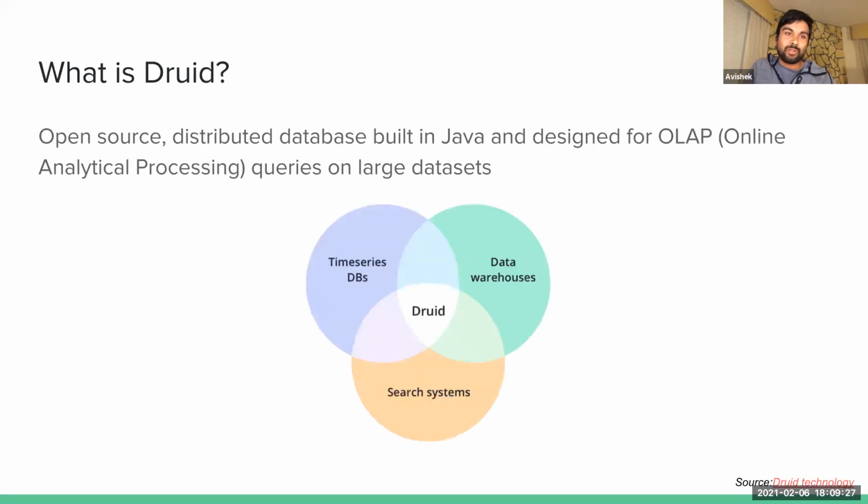So what is Apache Druid? Apache Druid is an open source distributed database built in Java designed for OLAP queries on large data sets. Now I know that's a mouthful and has so many different terminologies. So let me actually break it down. Open source. Apache Druid is an open source technology, which means that the code is completely public, and anybody can go ahead and use it, fork it, fix their own bugs.